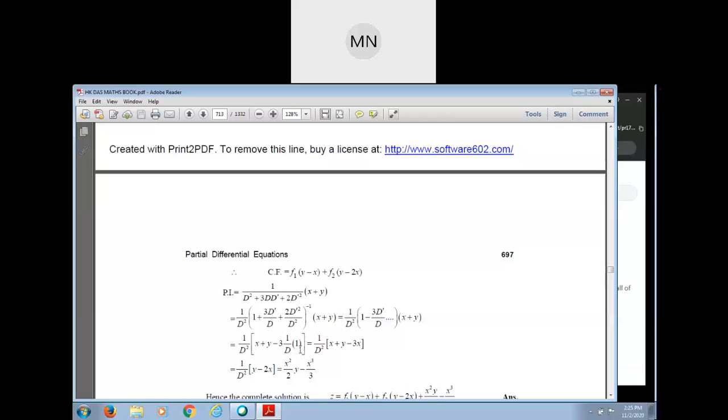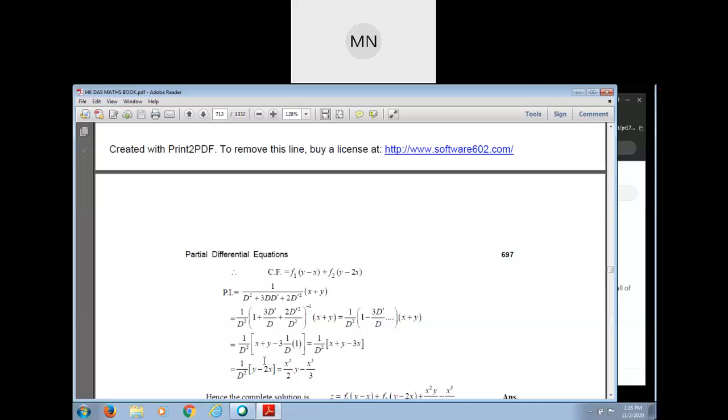x. So it comes as minus thrice x. Okay. So see this one, y minus twice x. And now see that 1 by d square. 1 by d square is what? Integration two times, isn't it?